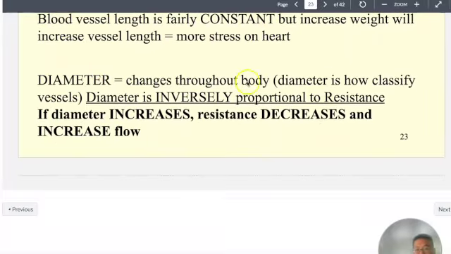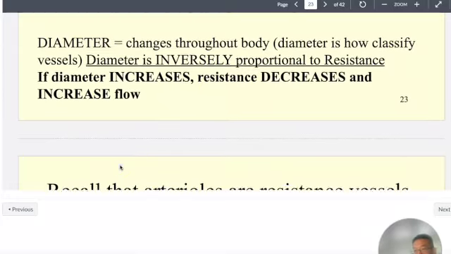Diameter changes throughout the body. You remember, artery, arterioles, and capillaries, the diameter gets smaller. Diameter is inversely proportional to resistance. If the diameter increases, it gets bigger, resistance will decrease. Of course, it gets bigger, everything flows easier, and the flow will increase.